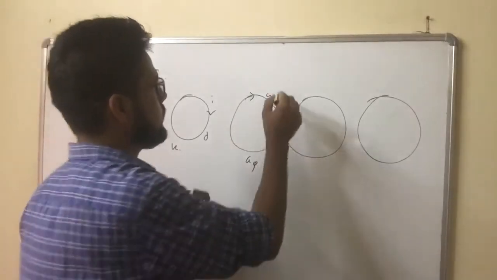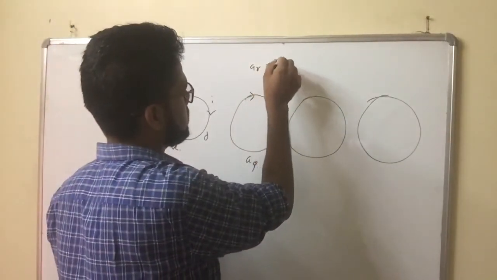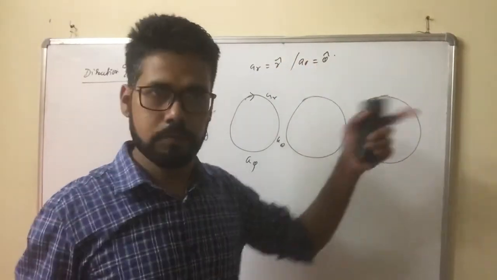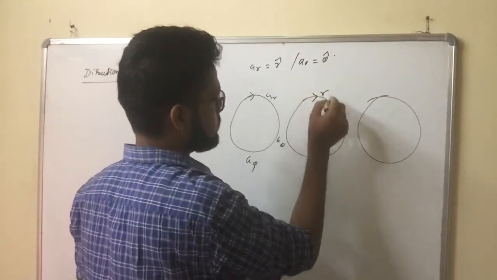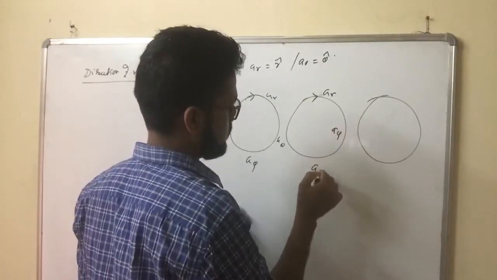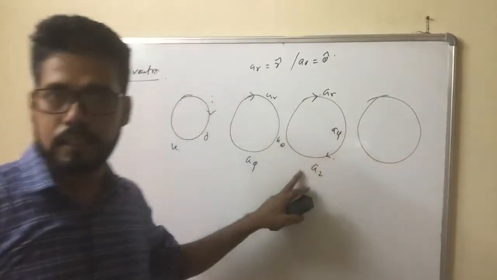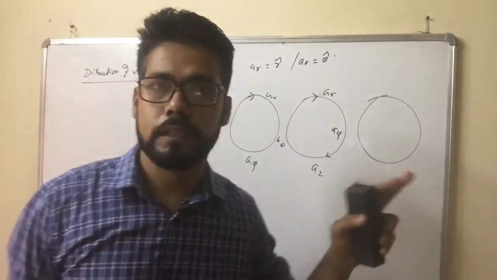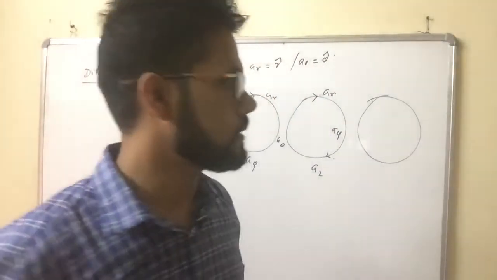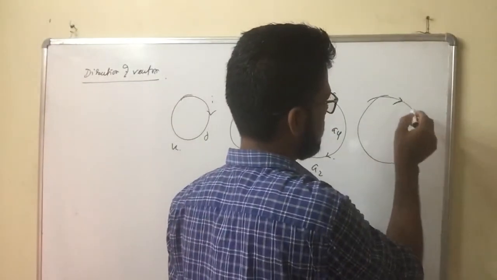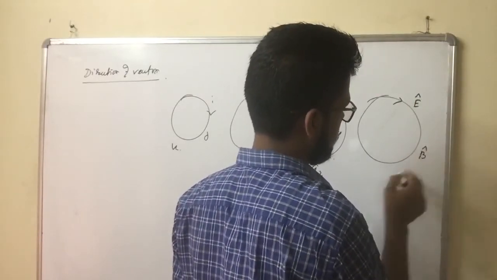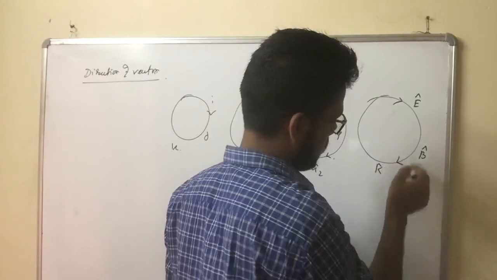a_r means r cap, a_theta means theta cap, and similarly a_phi. This is in cylindrical coordinates. Now in electromagnetics, I have already told you the electric field, magnetic field, and propagation direction are all mutually perpendicular to each other. So E unit vector, B unit vector, K unit vector follow a clockwise direction.